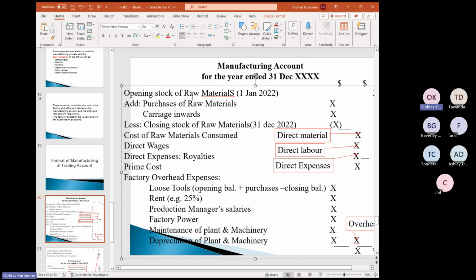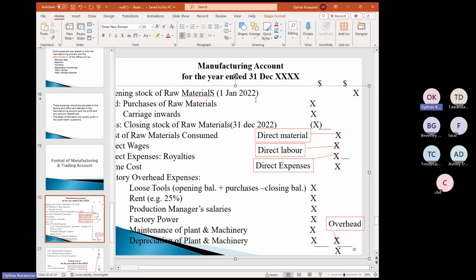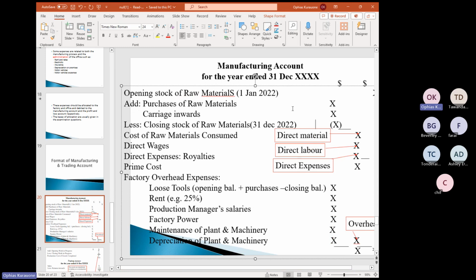So if they say the opening inventory for, maybe, Chuma Limited is 2 million, then you do the same. Make sure you understand that the opening stock is for when you are opening our books, and the closing stock is for when you are closing our books. Then you have the cost of raw materials consumed. Opening stock plus purchases plus carriage inwards minus closing stock of raw materials will give you the cost of raw materials consumed. That is what you only consume during that particular period.